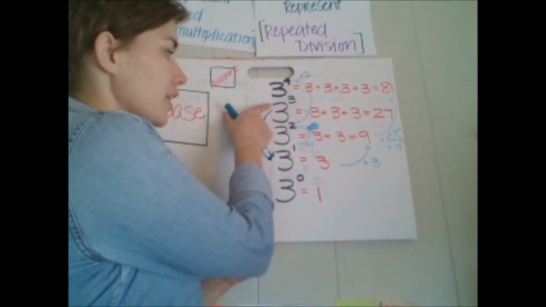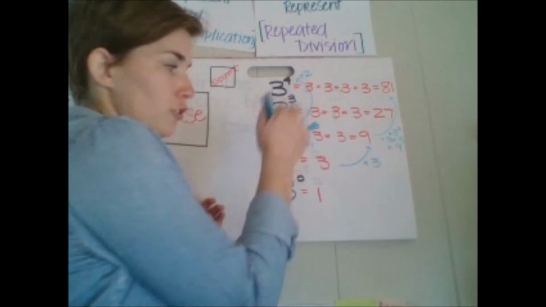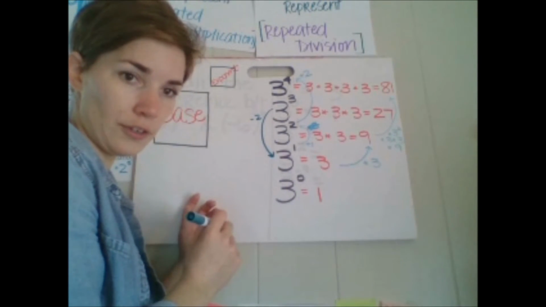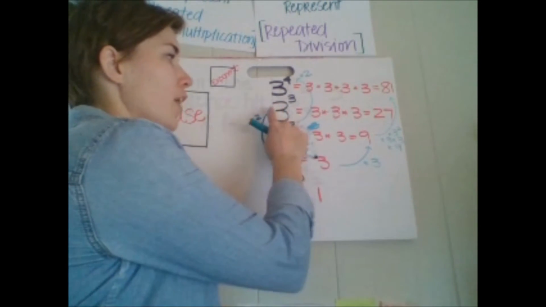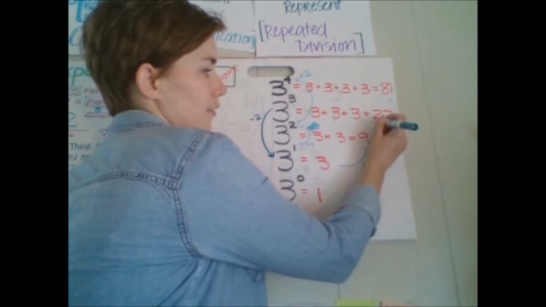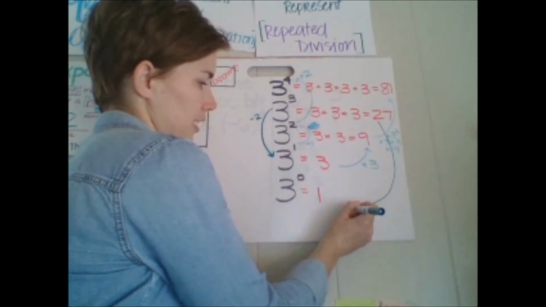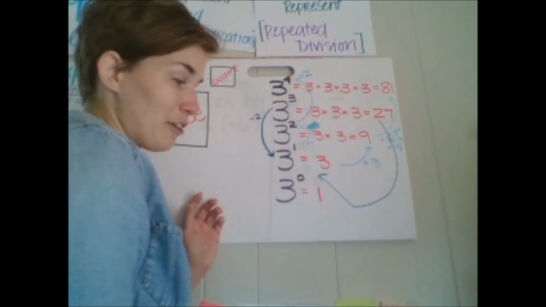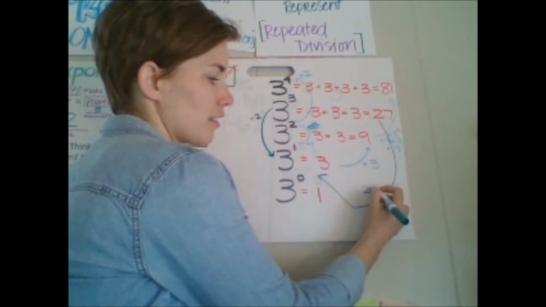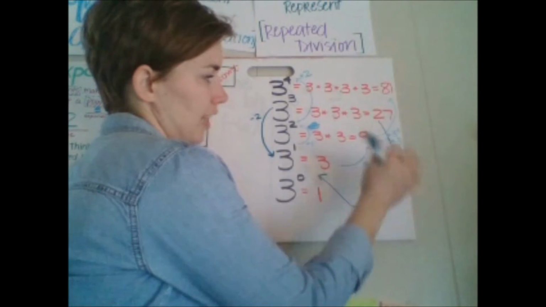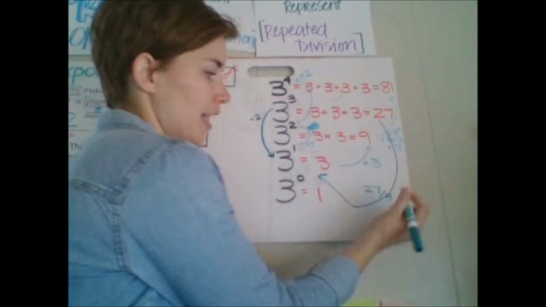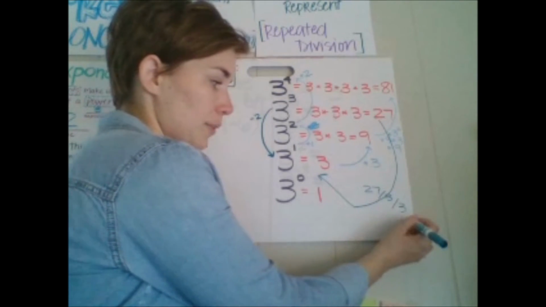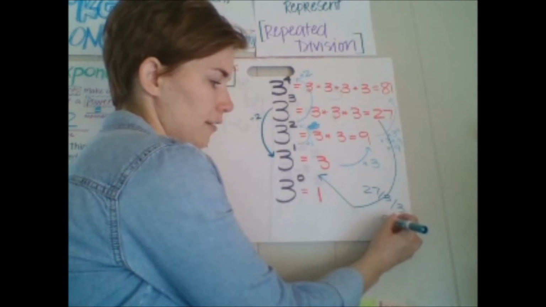So to go from 3 to the 3rd down to 3 to the 1st, we're going to subtract 2 from our exponent value, right? And from our final value, to go from 27 down to 3, we're going to say 27 divided by 3, that'll get us to 3 squared, right? And then we're going to divide it by 3 again, and we're going to end up with 9.